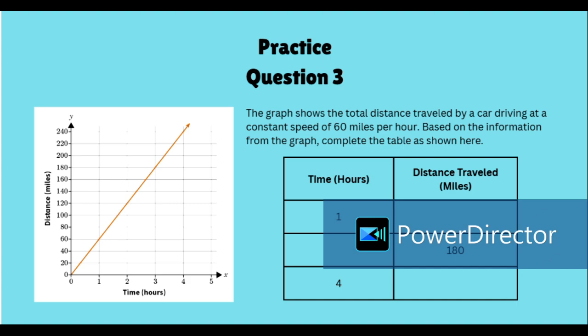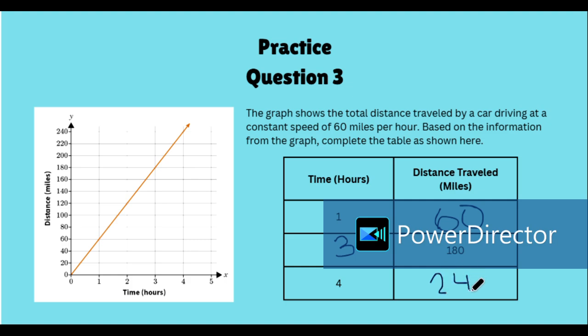Here is practice question 3. This graph shows the total distance traveled by a car driving at a constant speed of 60 miles per hour. Based on the information from the graph, complete the table as shown here. So at hour 1, how many miles have we traveled? 60. You should be doing this on your own. Okay, at 180 miles, we've been traveling for 3 hours. And at 4 hours, we've traveled 240 miles.